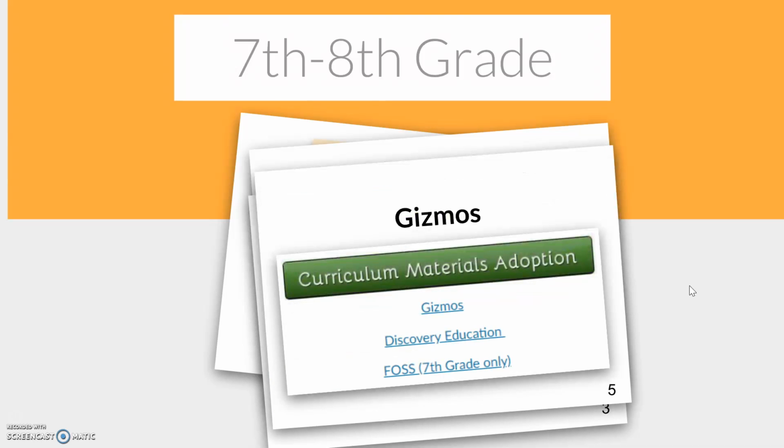All middle school teachers will need to manually clean out their rosters and gizmos from last semester. Directions for how to clean out your roster are on the Gizmos link under Curriculum Materials Adoption. This process is very simple and should take only about 5 minutes. Directions for how to register students are also available on the Gizmos link if you need a reminder.